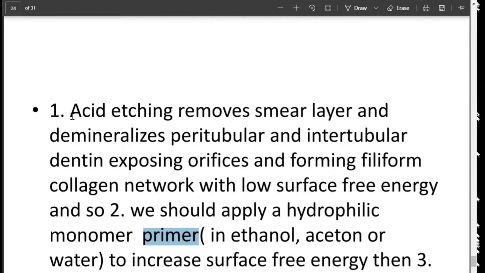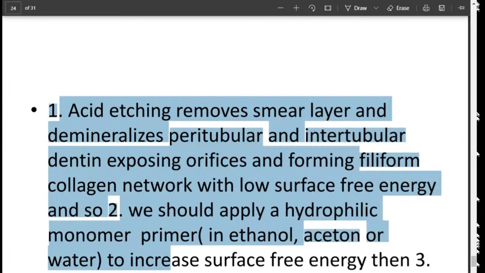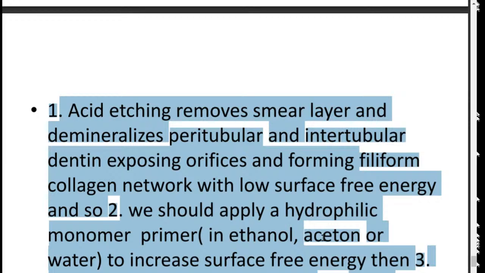Let's read this paragraph again in order to understand it fully. 1. Acid etching removes smear layer and demineralizes peritubular and intertubular dentin, exposing orifices and forming filiform collagen network with low surface free energy. 2. We should apply a hydrophilic monomer primer in ethanol, acetone or water to increase surface free energy. 3. Apply adhesive, hydrophobic, as bis-GMA, bisphenol glycidyl methacrylate.